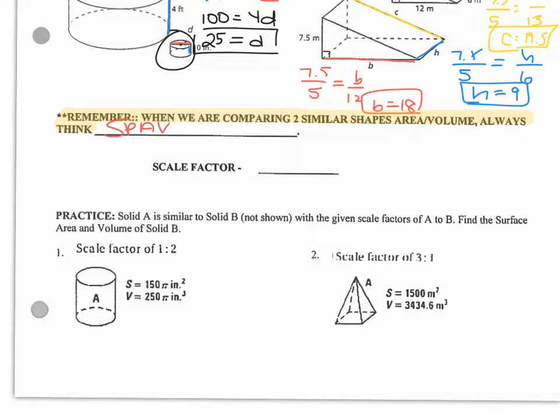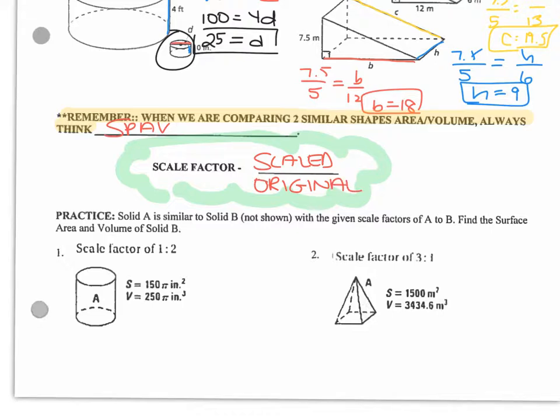So another thing we really have to remember is how do we write scale factors? So how do I know how to write scale factors? Does anybody remember? Well, it's scaled over original. So it's my scaled image over the original image, where your starting is on the bottom, where you're going is on the top. So it says solid A is similar to solid B, which is not shown. Given a scale factor of A to B, find the surface area and volume of solid B.